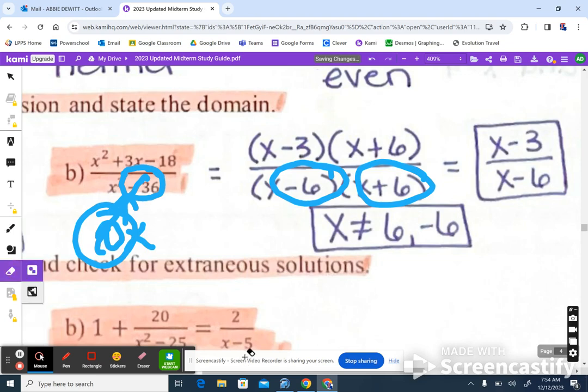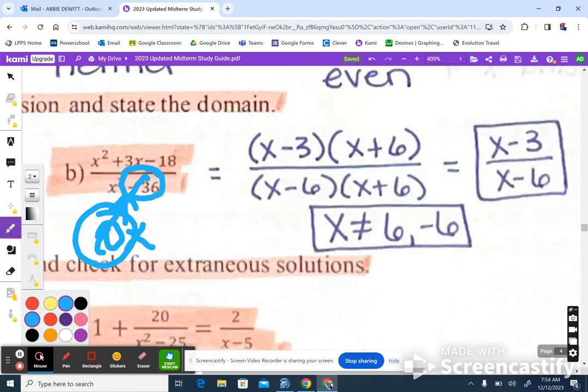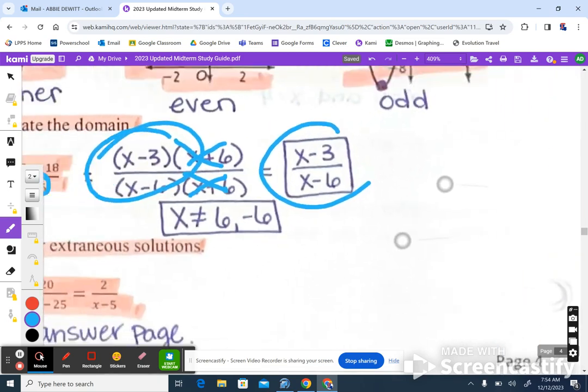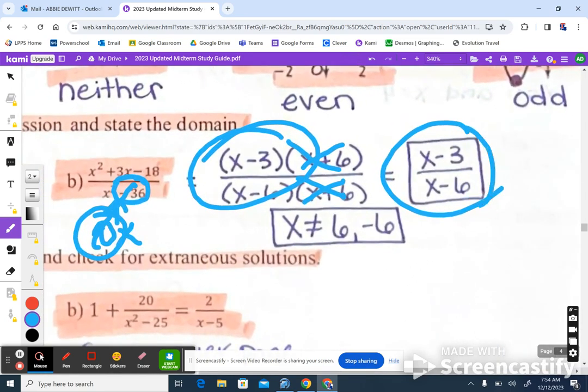And then if you look at your binomials in your numerator and your binomials in your denominator, your x plus 6 will cancel with itself in the numerator and the denominator. So you're left with x minus 3 divided by x minus 6 as your answer.